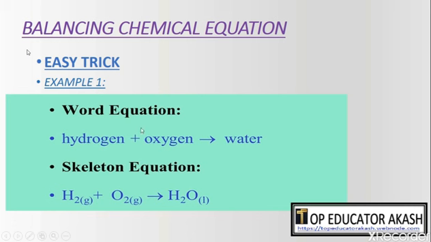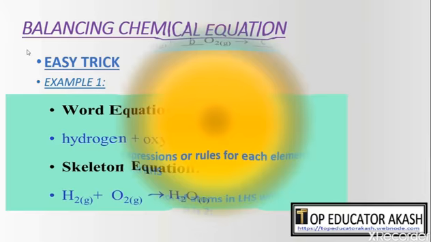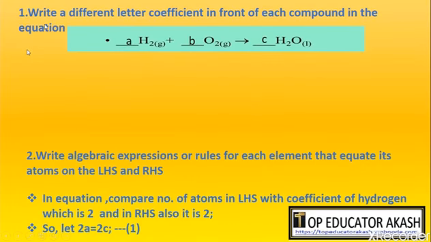Why do we need to balance a chemical equation? Because we need to follow the law of conservation of mass. It means that the total mass of reactants should be equal to the total mass of products. Here you can observe the reaction is unbalanced. So let's start balancing the chemical equation. It is an easy trick.